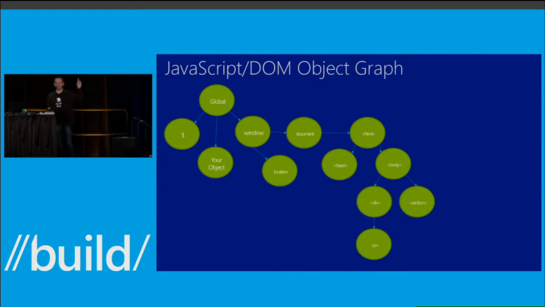if that reference goes all the way up to the global, right? So in JavaScript, you have the notion of a global object that will hold on to anything that it can possibly find. So in this case, I have a few examples, right? So you have $ off of global, so that's jQuery. You have your object, so some custom thing in your app. You have the window. The window, in turn, is referencing the document. The document, in turn, is referencing your HTML element, which is, in turn, referencing the body, which is, in turn, referencing the div, and so forth and so on.